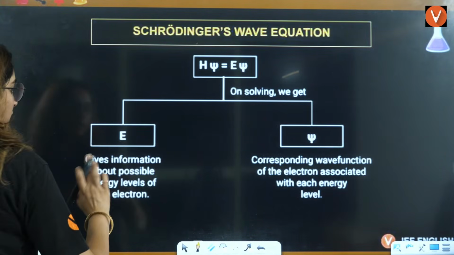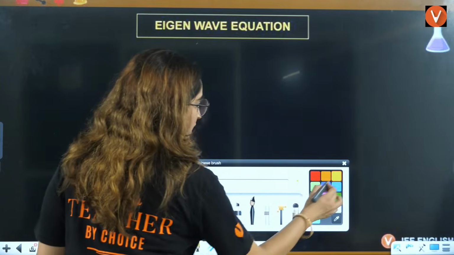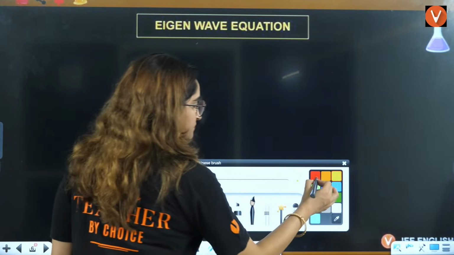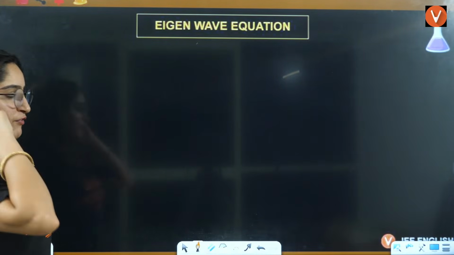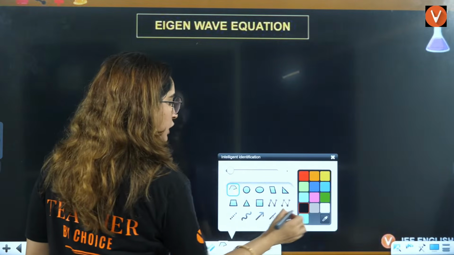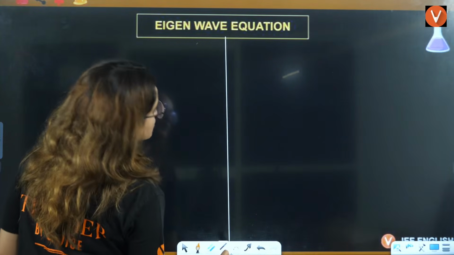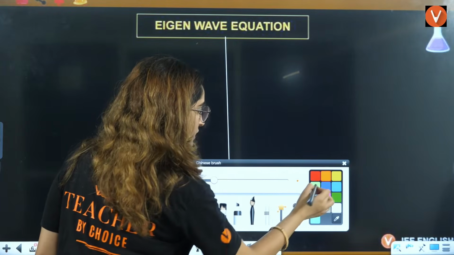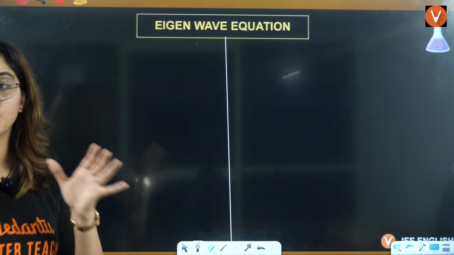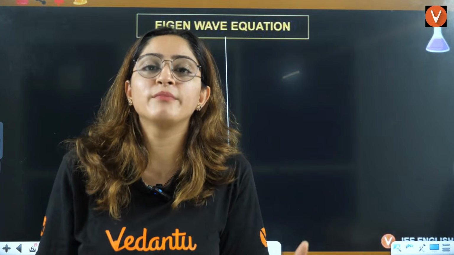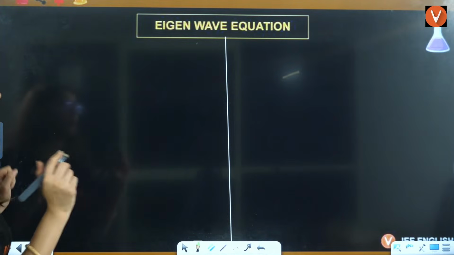Now I know you're getting confused here. Let's take an example. If I say it in mathematical form, because you guys are JEE students, I think this example will help you understand what exactly I am telling you. Tell me one thing.